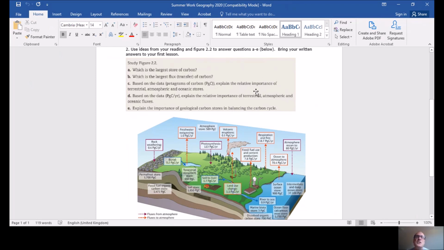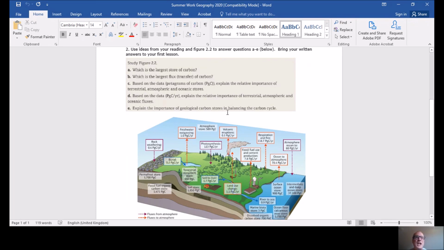So just remember this idea of relative importance is significant. And you're just focusing on the stores there. D is to do the same job, but the fluxes, the flows. Often the better students, or the students that answer this question better, talk about the size, but they also talk about what the carbon does and how important it is for maintaining life on Earth, for instance.